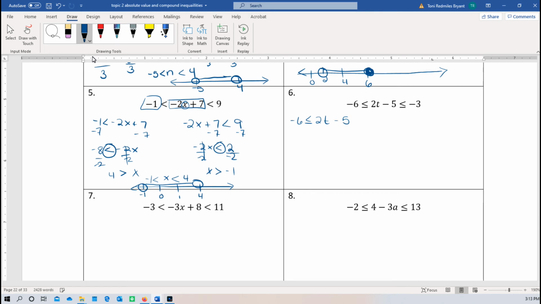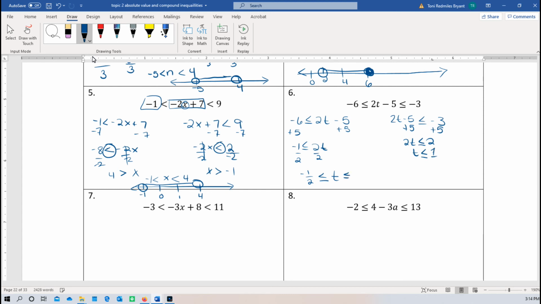Okay, -6 is less than or equal to 2t minus 5, and 2t minus 5 is less than or equal to -3. So the first thing I need to do is solve as if this is any old equation. I'm not dividing by a negative, so I don't have to circle the inequality, but I am going to get a fraction this time. Our first value is going to be -2 is less than or equal to t. Okay, and on the other side, we're going to get t is less than or equal to 1.